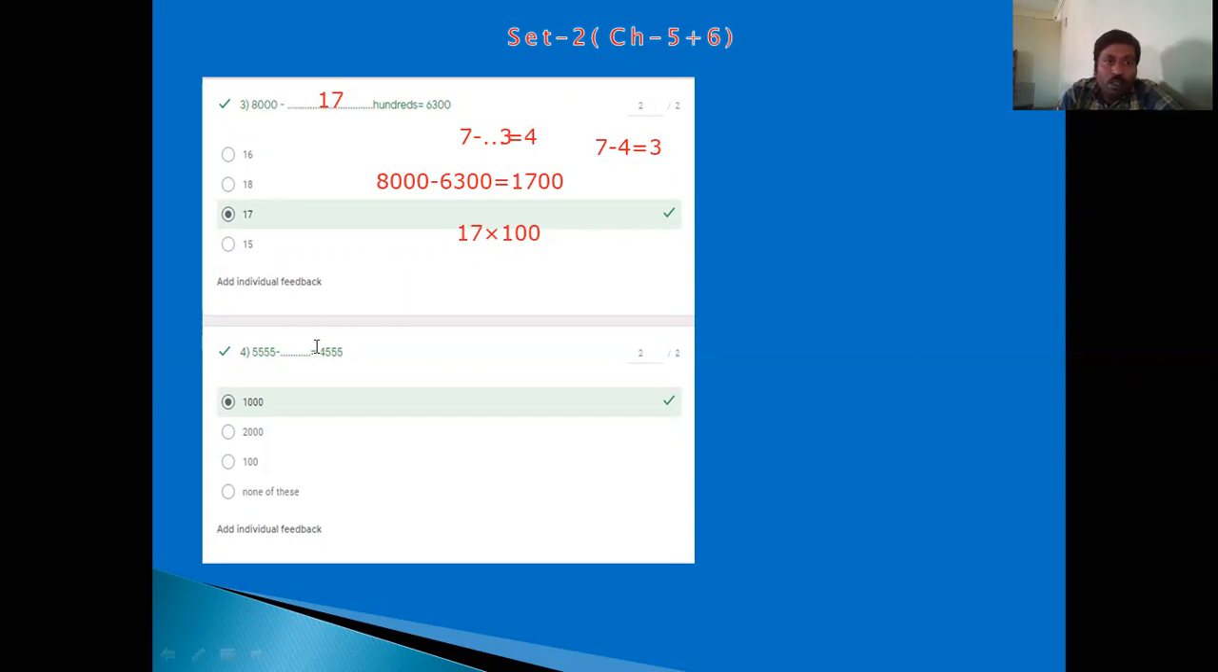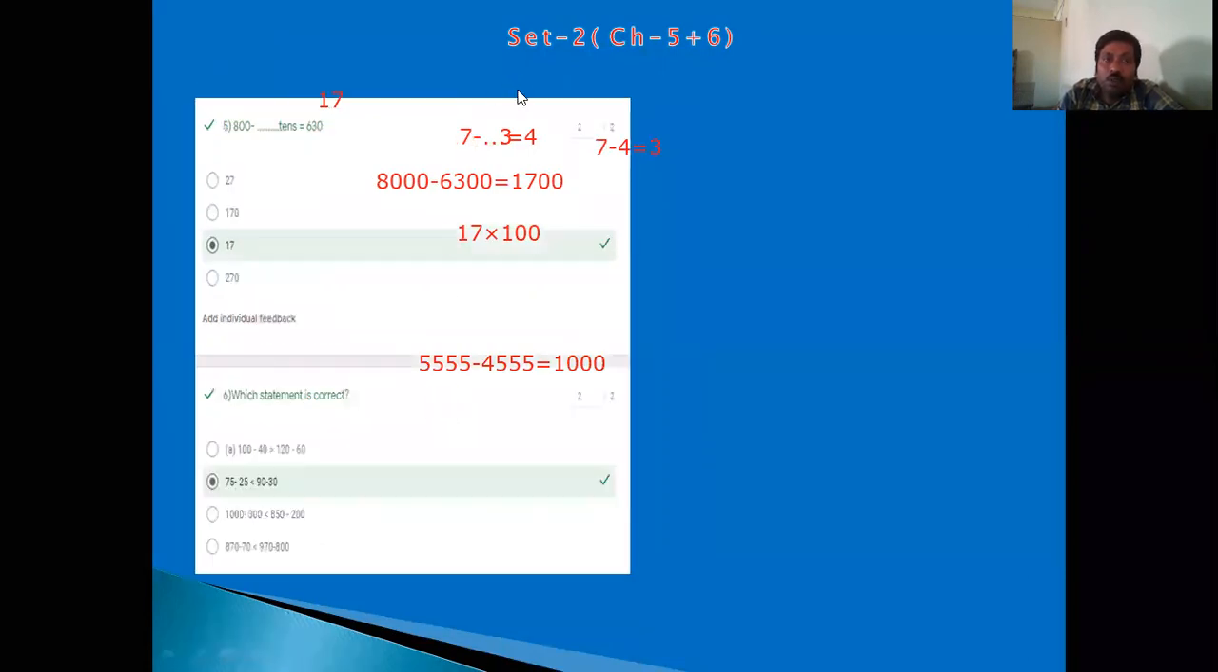Okay. Now let us see question number 4. This is the same question. 7 minus blank is equal to 4. So here is 5555 minus blank is equal to 4555. How can we subtract? 5555 minus 4555, we get 1000. The answer will be first. Okay. Now let us go to question number 7.